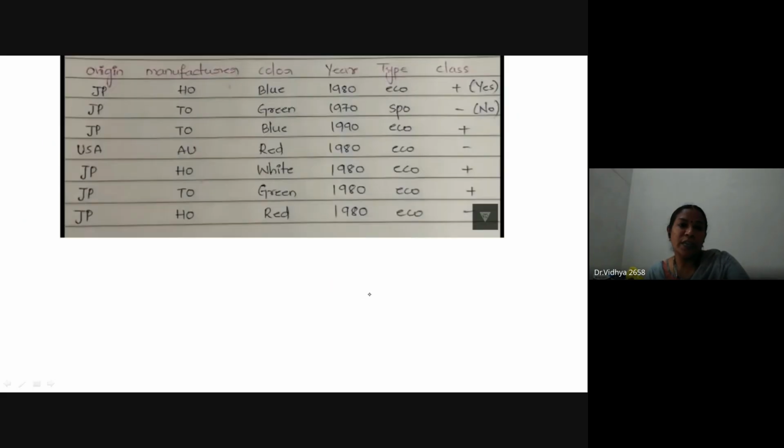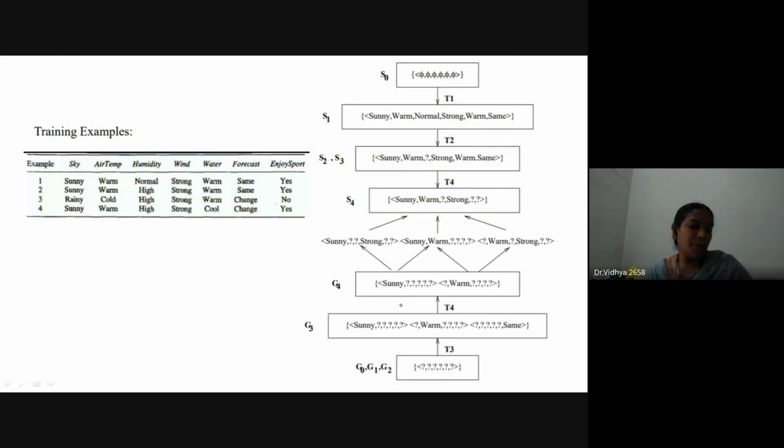Okay, so once again look into this example. Here we can finally specify the general hypothesis as well as the specific hypothesis as sunny, and also strong. Okay, so that we will be getting the general and the specific hypothesis like that.